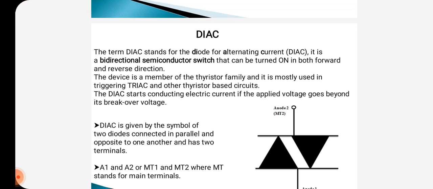Now DIAC. The term DIAC stands for diode for alternating current. It is a bidirectional semiconductor switch that can be turned on in both forward and reverse direction. A cross-sectional view of a DIAC showing all types of layers and junctions is depicted in the figure.